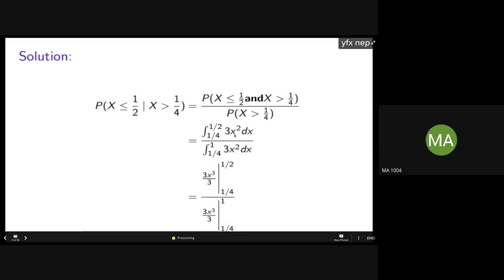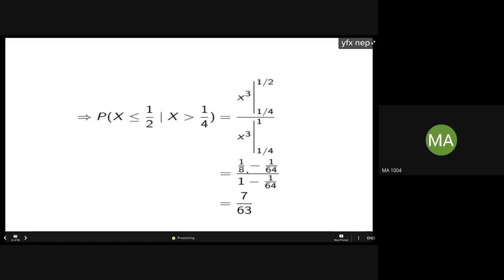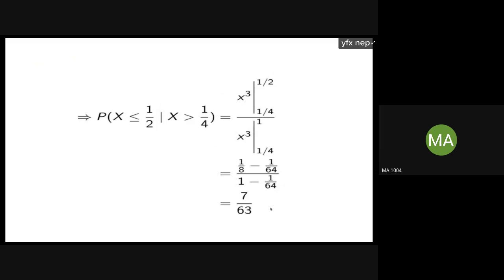So the integration of 3x square dx is x cube, since the 3 gets cancelled. In the numerator the limits are 1 by 4 to 1 by 2, and in the denominator 1 by 4 to 1. So the numerator is 1 by 8 minus 1 by 64, divided by 1 minus 1 by 64. So it should be 7 by 63, right? Yes, sir, correct.